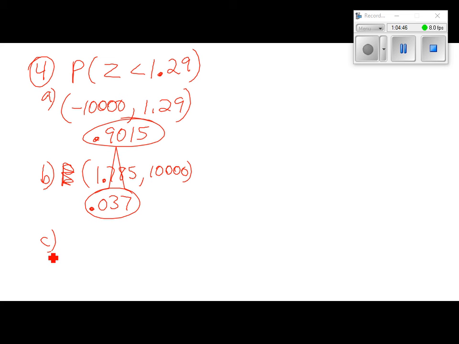C. How are we going to punch that one in? Negative 1.05 and 1.05. So we're looking for the stuff in between those two numbers. It's 0.706. Everybody agree with that one?